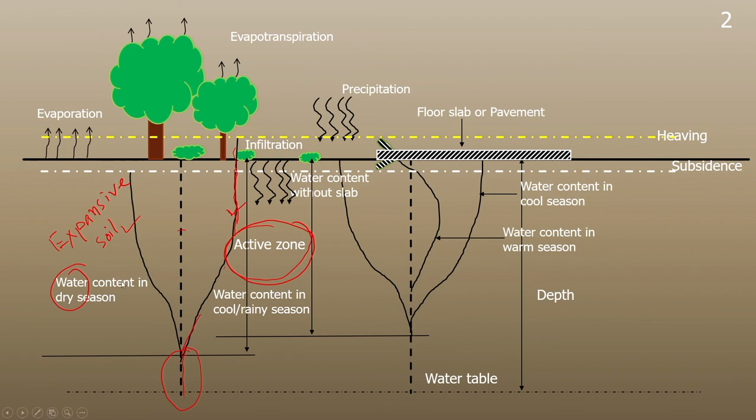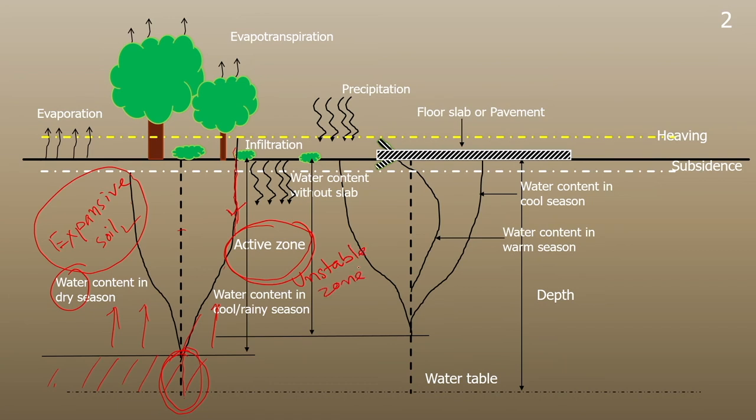If you could recall, I told you that the expansive behavior of the soil will be a problem when there is a change in the water content. In this case, there will be no change in the water content below. Therefore, there will be no effect of expansive soil behavior on this soil. But if we go above this line, in between the ground surface and the active zone, the expansive soil will create a problem in the active zone only. Therefore, when we design a foundation, we need to first determine what will be the active zone, and we also call this an unstable zone.